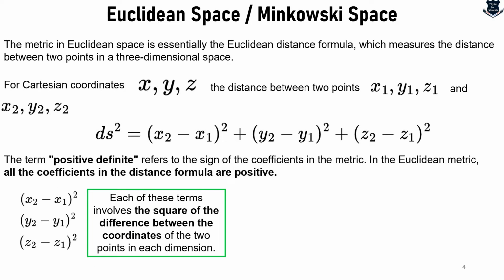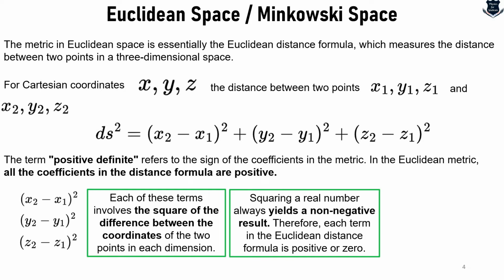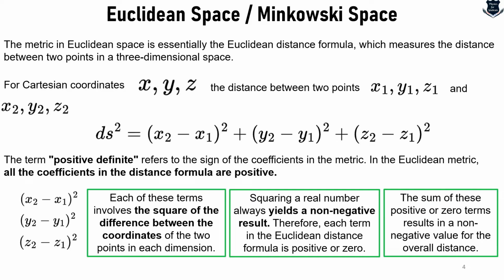So if I take x2 minus x1, y2 minus y1, z2 minus z1, each of these terms involves the square of the differences between the coordinates of the two points in each dimension. And squaring obviously yields a non-negative result. Therefore, each term in the Euclidean distance formula is positive or 0, and the sum of these positive or 0 terms is a non-negative value, I mean to say the overall distance.